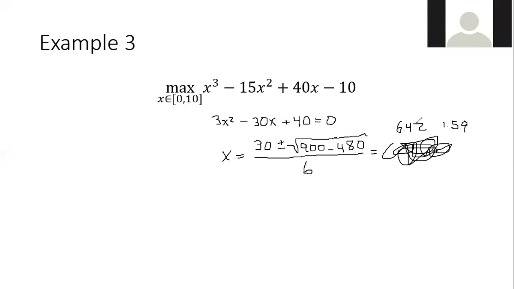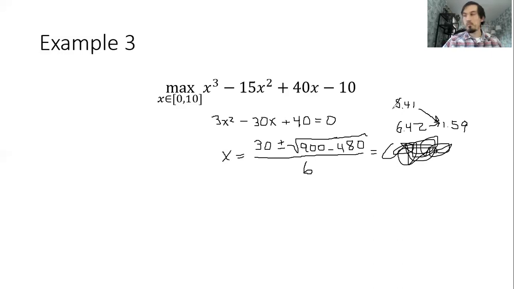I got 8.4157 and 1.59. 8.4, but you got the 1.59. That tells us something. That's probably right if two people got it. Okay, so there's maybe some discrepancy here. Yeah, she's right for the 8.4.